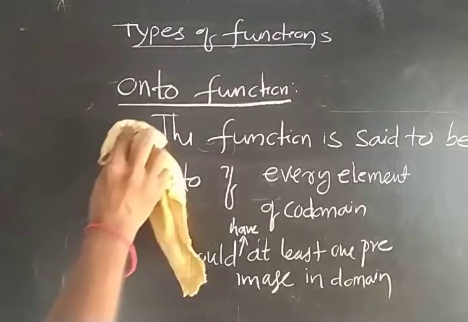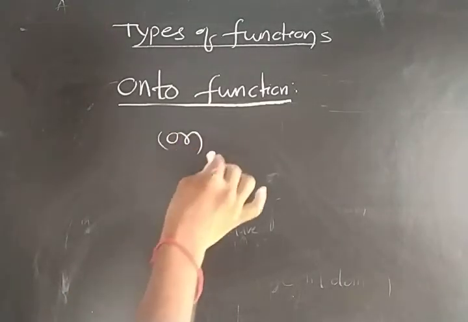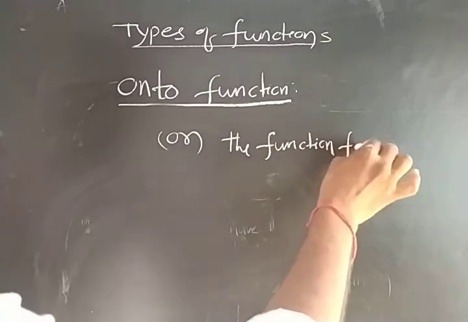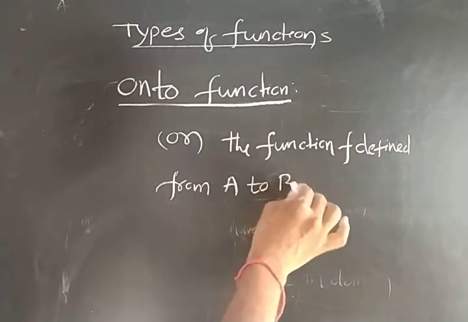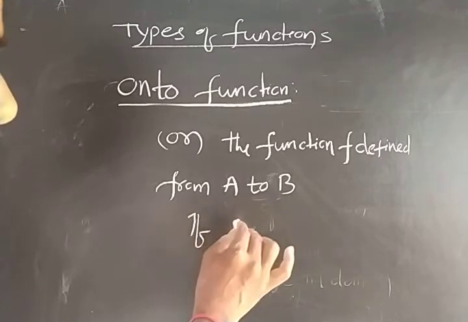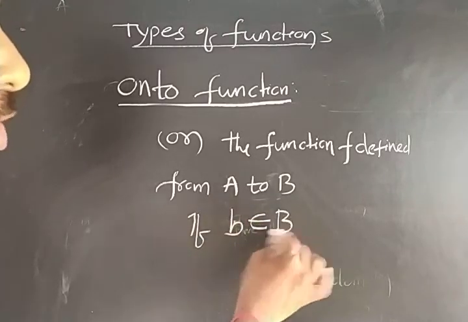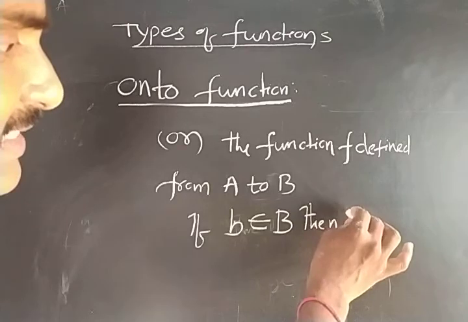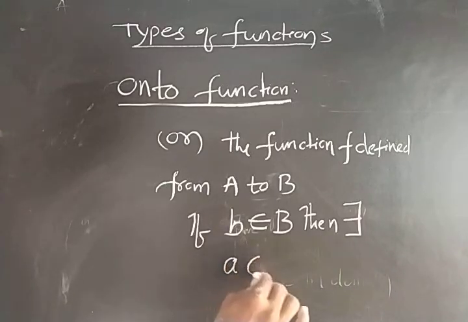This is the general definition. Mathematically, how can we define this onto function? Let me write that definition also. The function f is defined from A to B. Suppose I am taking some element b belonging to the codomain B. If any element exists in the codomain, then there exists, this is the symbol for there exists, a small a belonging to capital A.